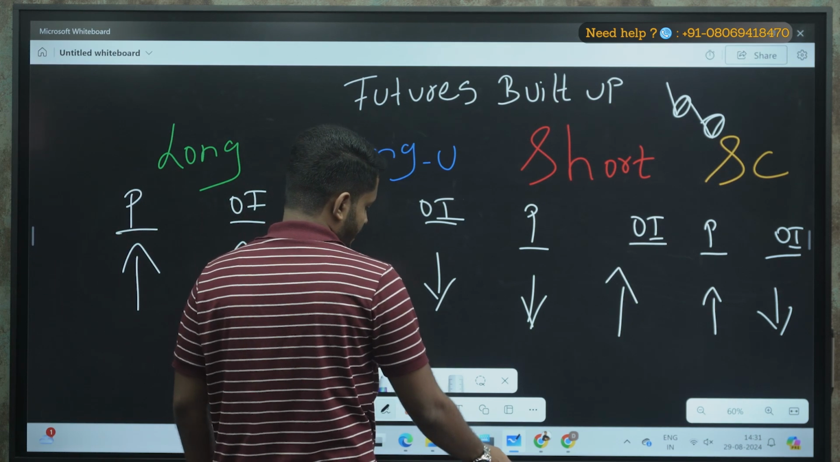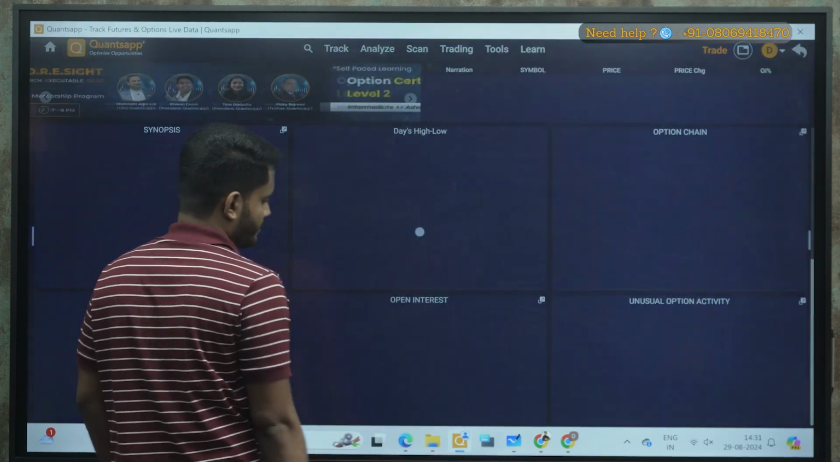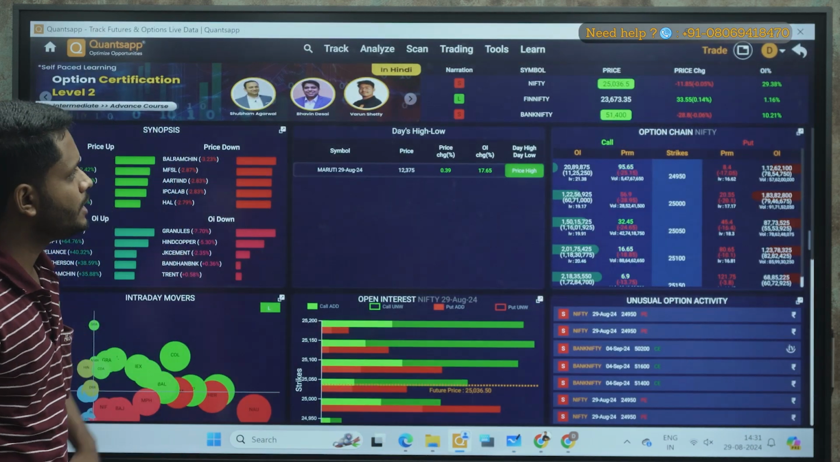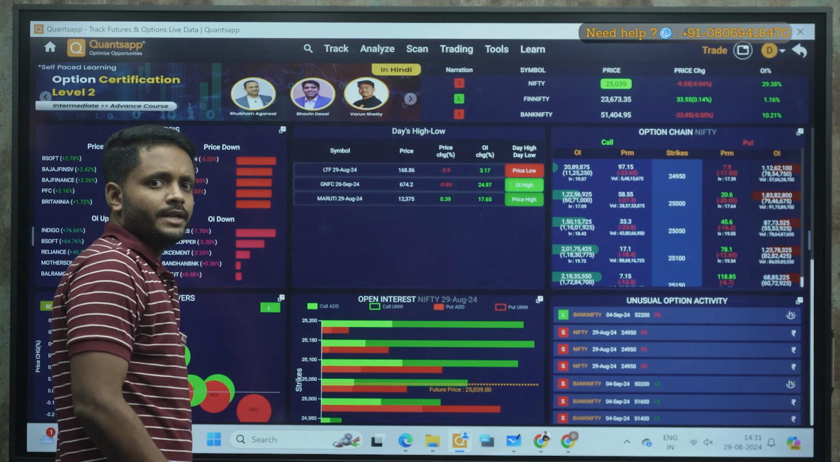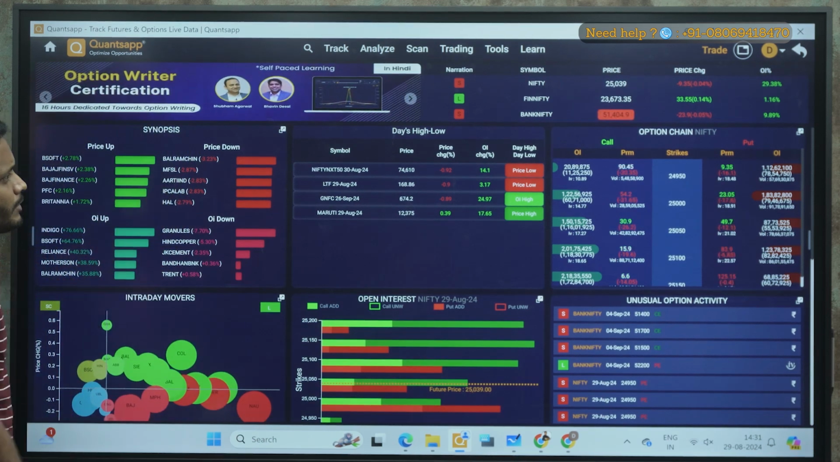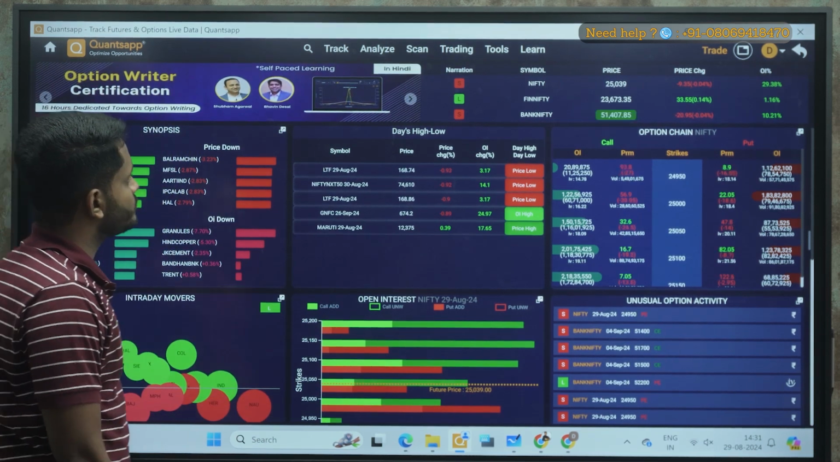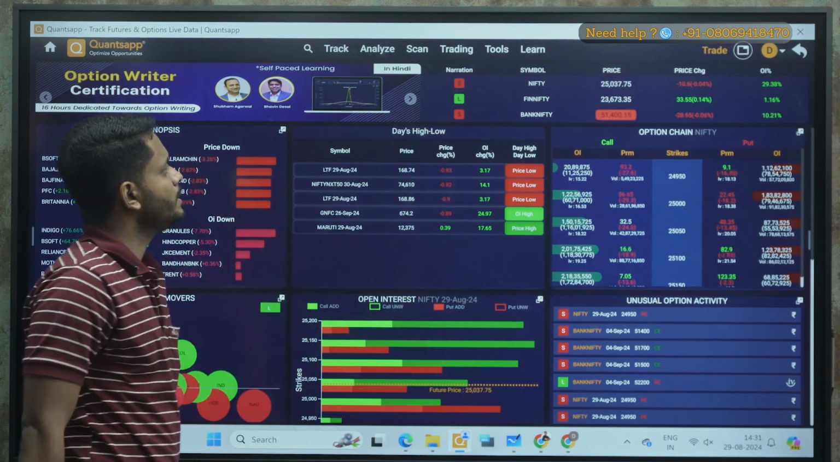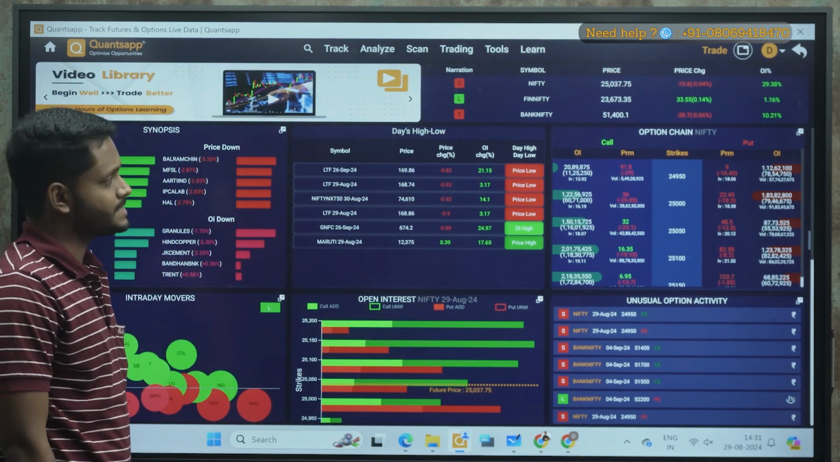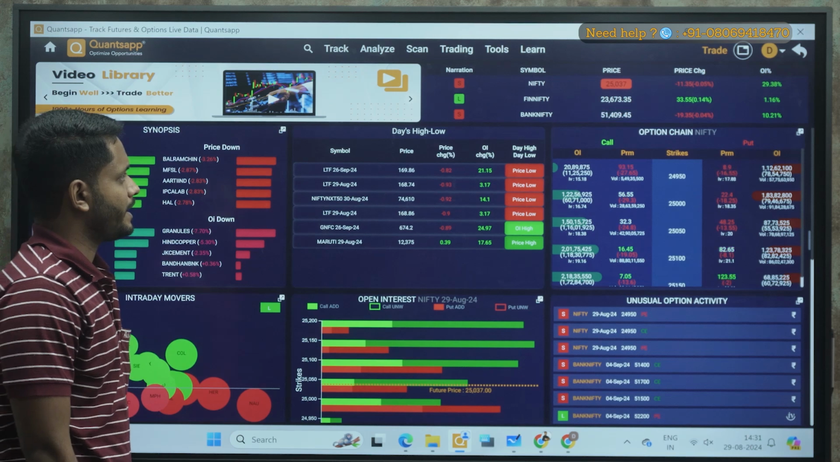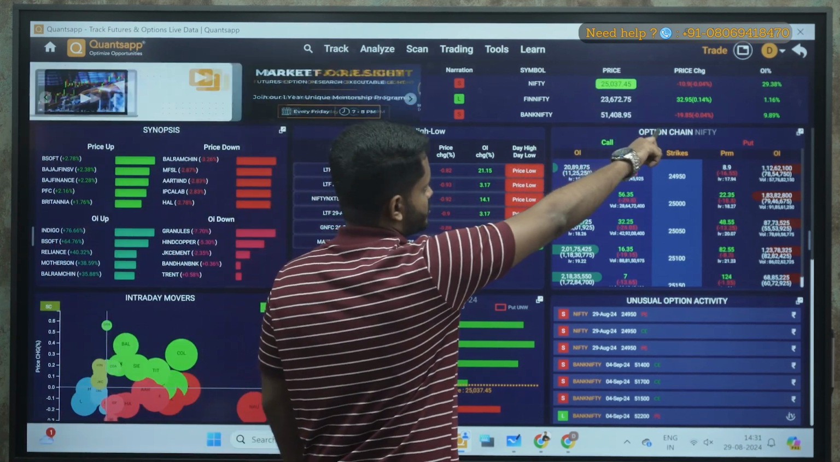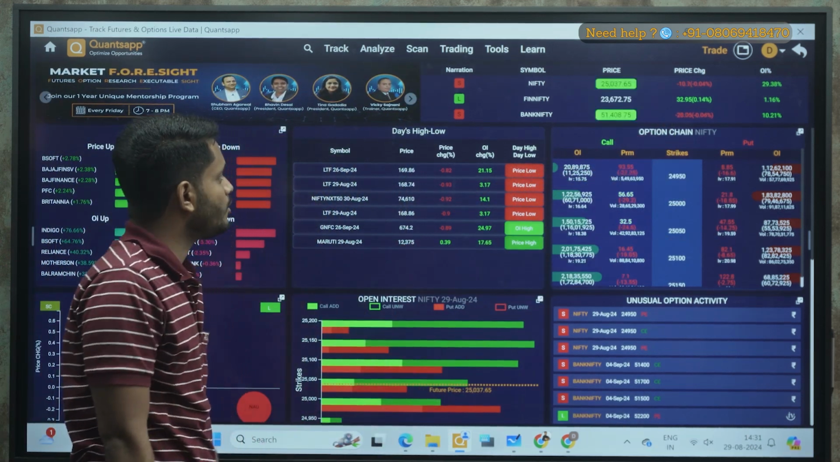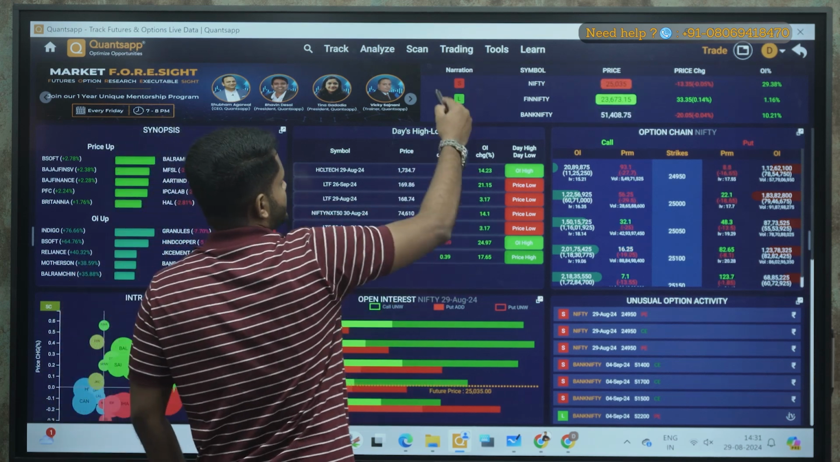Now let's get into the home page of Quantsapp. So this is the home page of Quantsapp. Let me give you a brief overview. On the right hand side top, there are three major indices: Nifty, Fin Nifty and Bank Nifty. You can see the price change, open interest percentage, and also the narration.